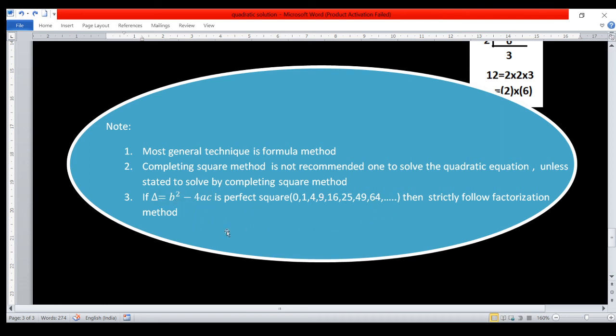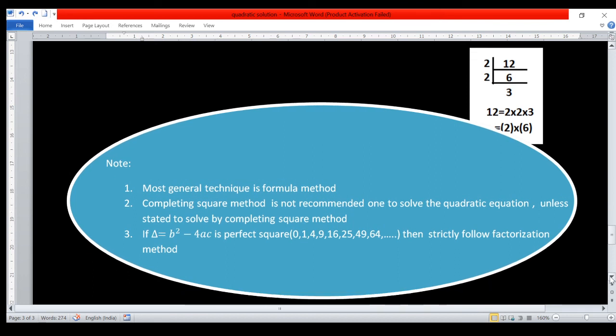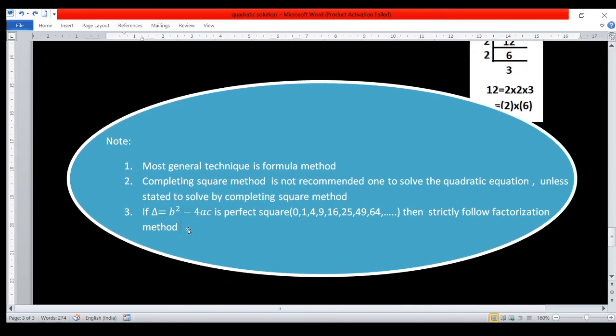Why do we need a perfect square? Root of b square minus 4ac. If it is a perfect square, we'll get rational numbers. If it is not a perfect square, the root of non-perfect squares will give irrational numbers, and irrational numbers you can't fix by trial and error. That's why we should not go by it if the delta is a non-perfect square. If delta is a perfect square, definitely you can try the factorization method and we will be able to get the solution.